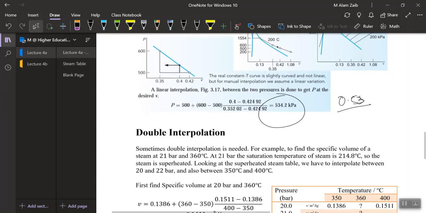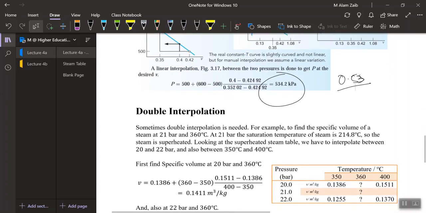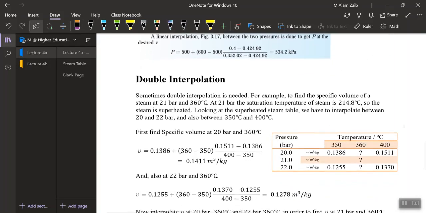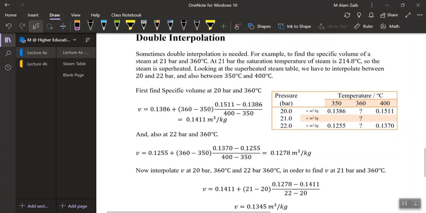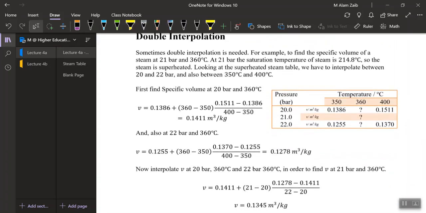Now we have got another problem, and that's what we call double interpolation. That double interpolation is quite a different, difficult concept, but yes, not so difficult anyway. Let's check what actually the double interpolation looks like. Sometimes double interpolation is needed, for example, to find the specific volume of steam at 21 bar pressure and at 360 degrees centigrade.